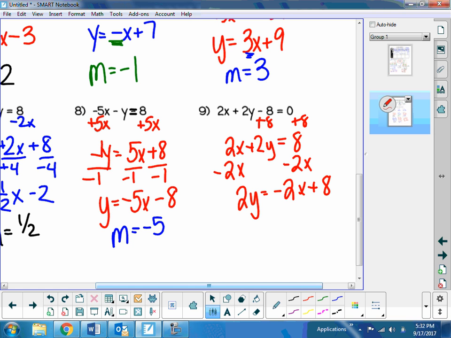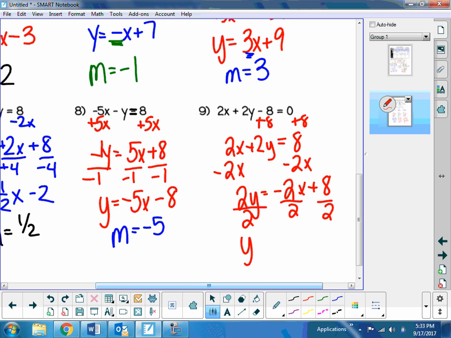Okay, now it's isolated, but I still got to get y by itself because it's really a 2y. So I need to get rid of that 2. So 2 times y, I need to undo that. So we're going to divide by 2. Don't forget we're dividing every single term by 2.